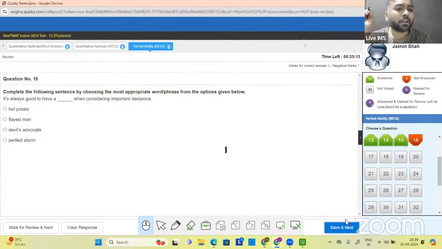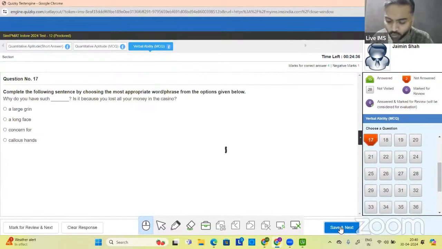It is always good to have dash when considering important decisions. Hot potato, no, hot potato doesn't mean that here. It is slightly argument, no. Flayed man, devil's advocate, and perfect storm. It is always good to have a devil's advocate when considering important decisions. You need to check both sides of the coin. Okay.